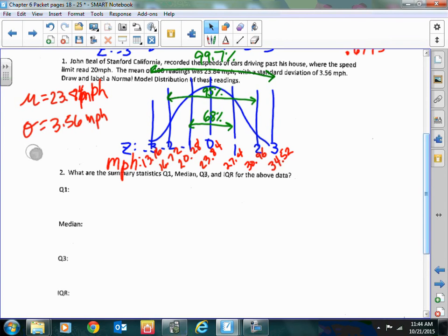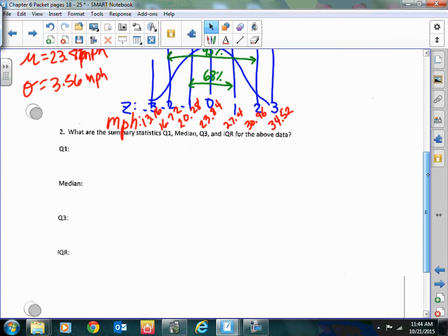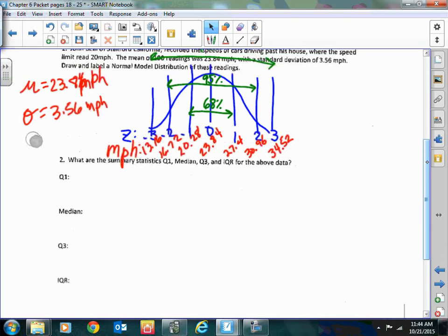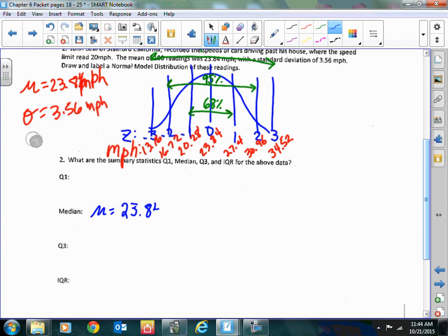Okay, let's move on. Let's get some summary data here. Q1, median, Q3, and IQR. Well, what's the median? Let's do that one first. Very good. The median is the same as the mean, which is the 23.84. Labeled context miles per hour, because that's what it's wanting here.